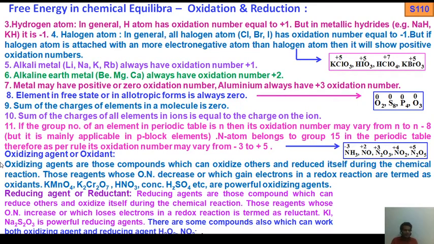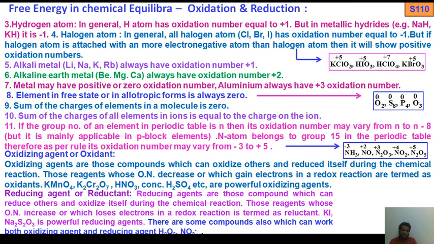Now, if the group number of an element in the periodic table is n, then its oxidation number may vary from n to n-8, but it is mainly applicable for p block elements. Nitrogen belongs to group 15 in the periodic table. Therefore, as per the rule, its oxidation number may vary from -3 to +5. You see, NH3 -3, NO +2, N2O3 +3, NO2 +4, N2O5 +5. So this is the oxidation number variation for p block elements. This is the rule up to the 11th rule.